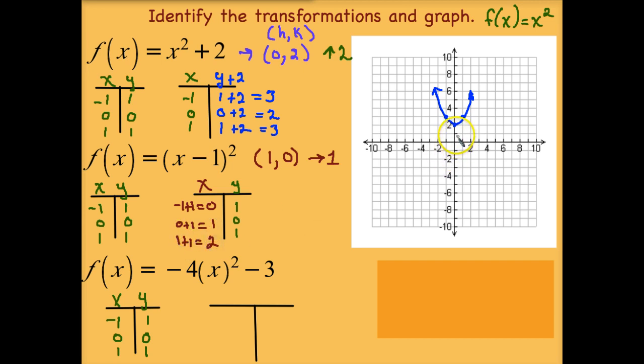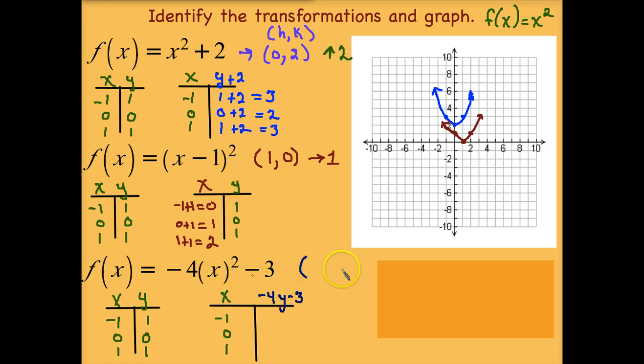Now we're ready to graph. And you can see after we graph that our vertex is in fact at 1, 0. Let's do our last problem. Pause the video and try this on your own. For this last problem, here's our key points. Let's identify our vertex then.